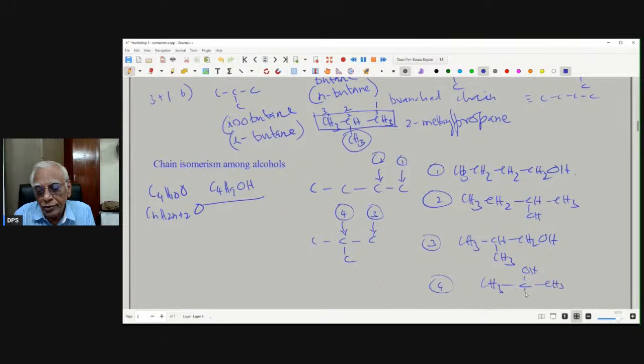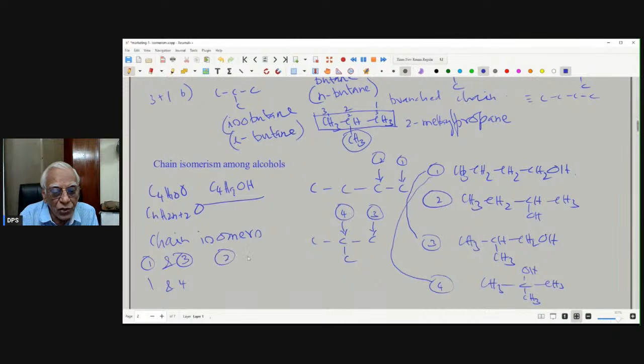Let us not be worried about the IUPAC name or the trivial name. But anyhow, I want to tell you which of these have chain isomers, that is, different carbon chains. The chain isomers are the pairs of compounds which have different carbon chains. Not 1 and 2, but 1 and 3, because 1 has the normal chain and 3 has a branched chain. Then 1 and 4, again normal chain and branch chain.